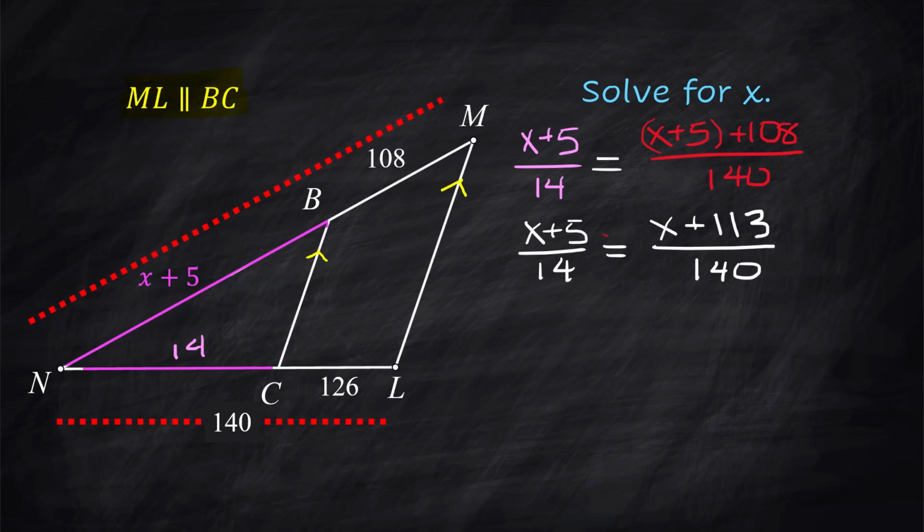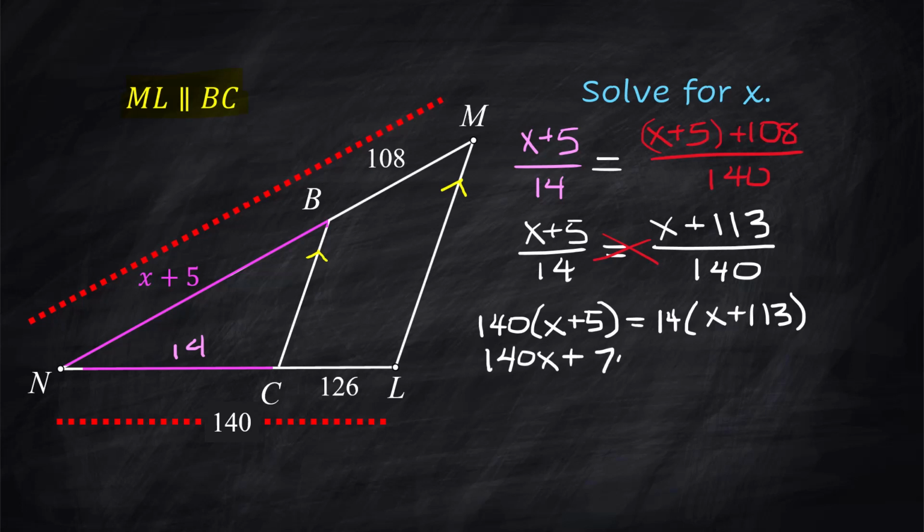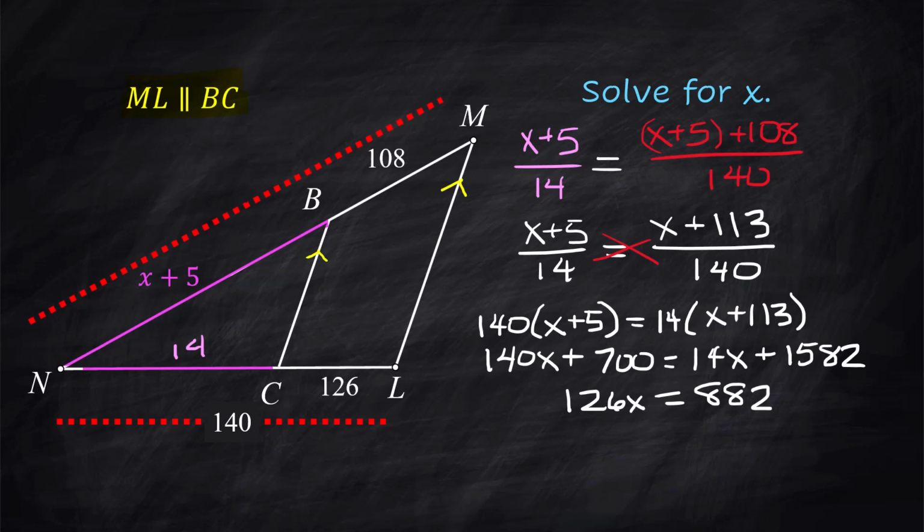Cross multiply from here. We get 140 times the quantity x plus 5 equals 14 times the quantity x plus 113. Distributive property, 140x plus 700 equals 14x plus 1582. I'm going to do some algebra here, but I'm not going to write it down. I'm subtracting 14x from 140x. I get 126x, and I'm subtracting 700 from 1582. That leaves me with 882. Dividing both sides by 126, I get x equals 7.